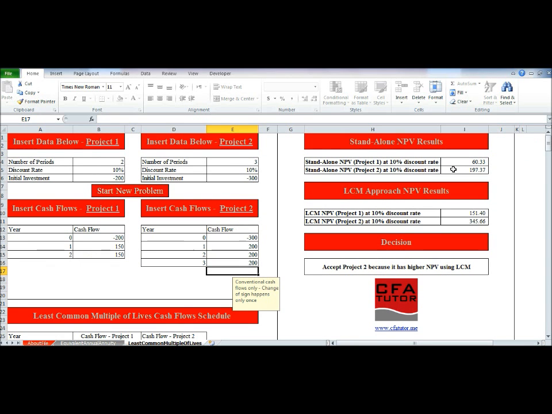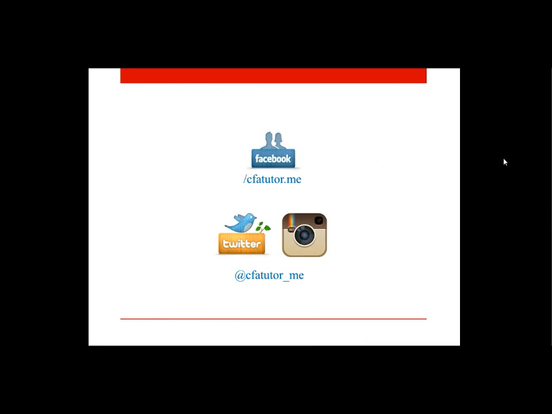The standard NPV didn't change from the equivalent annual annuity approach, so you get the same results. And over here you have the LCM approach NPV results, which again shows that the second project should be accepted because it has a higher NPV using this method. This is pretty much it for this topic.